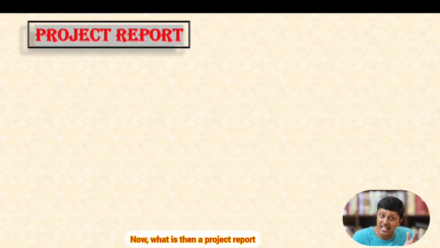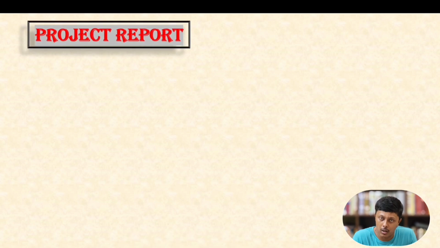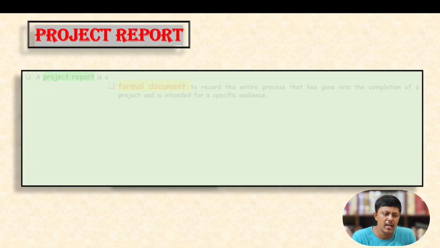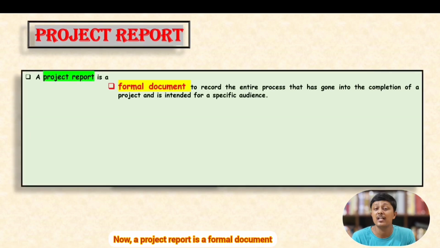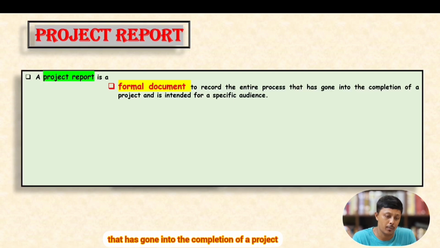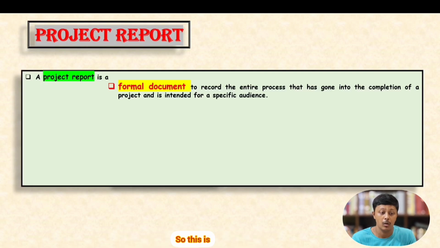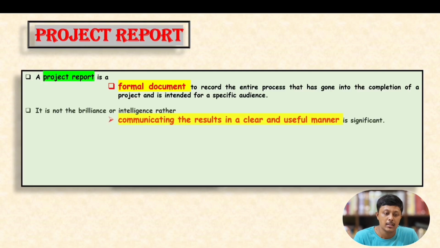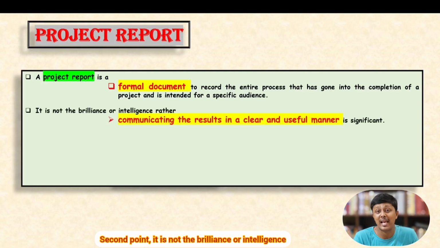Now, what is a project report? First, we need to understand. A project report is a formal document, a record of the entire process that has gone into the completion of a project, and is intended for a specific audience. So, this is basically a formal document. Second point, it is not brilliance or intelligence, rather, communicating the results in a clear and useful manner is significant in writing a project report.